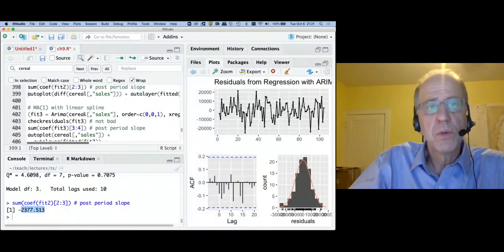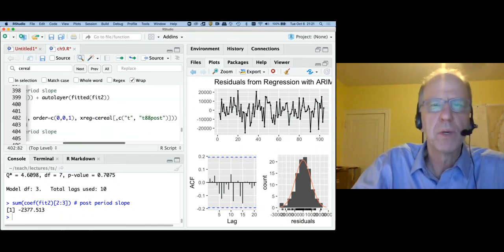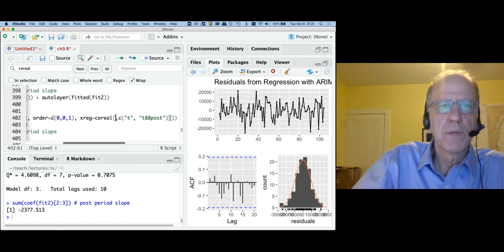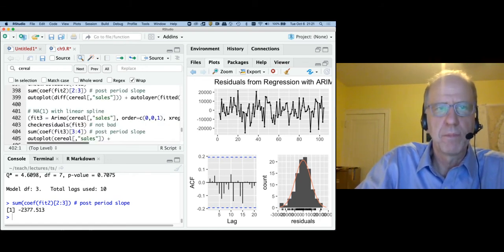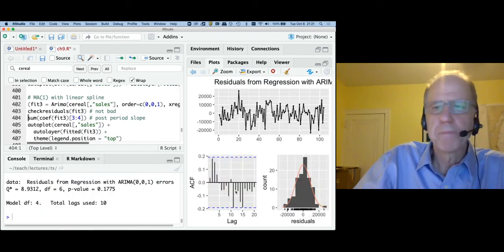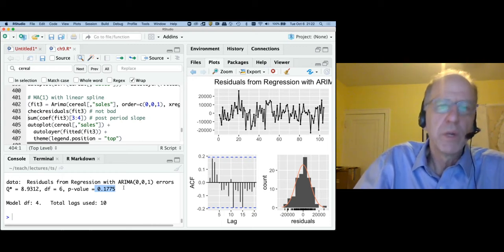We could also do the linear spline model using a moving average. So let's go do that. How would we do that? Well, I'm going to include both t and my t88 post variable as predictors. We will give it one moving average term, and let's see what we get. First off, let's look at our residuals. Not bad. There are a couple of ACF values that are borderline significant, but the overall p-value is nowhere near being significant. So I'm inclined to say this is a pretty good model.